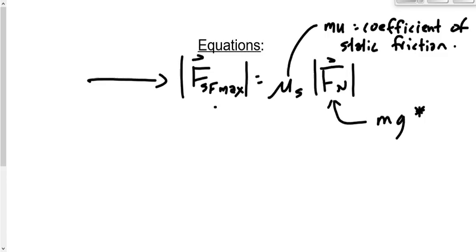Now the other equation is the force of kinetic friction. Notice, by the way, these two vertical lines, what does that mean? Right? It's an absolute value. So it means that whatever we get, it's a positive value. We're never going to get a negative value from this equation. Force of kinetic friction is equal to mu times F_n.